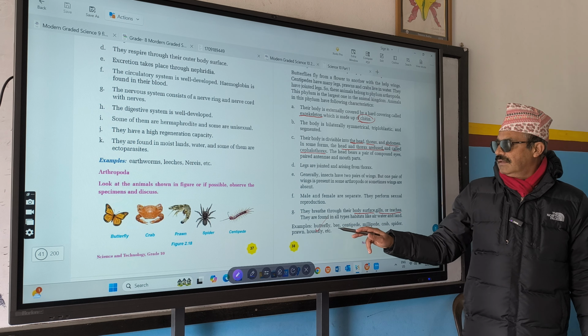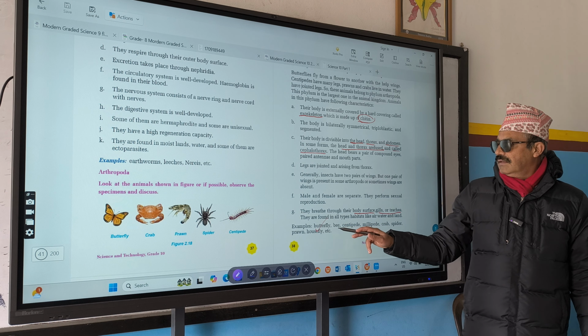Chordata. So Porifera, Cylindrata, Platyhelminthes, Nemathelminthes are less developed organisms, and these are more developed organisms. And actually, they contain a notochord. One thread-like structure is produced during their small, baby stage, that is called notochord. And Chordata can be divided into four subphyla, right? What are the four subphyla?